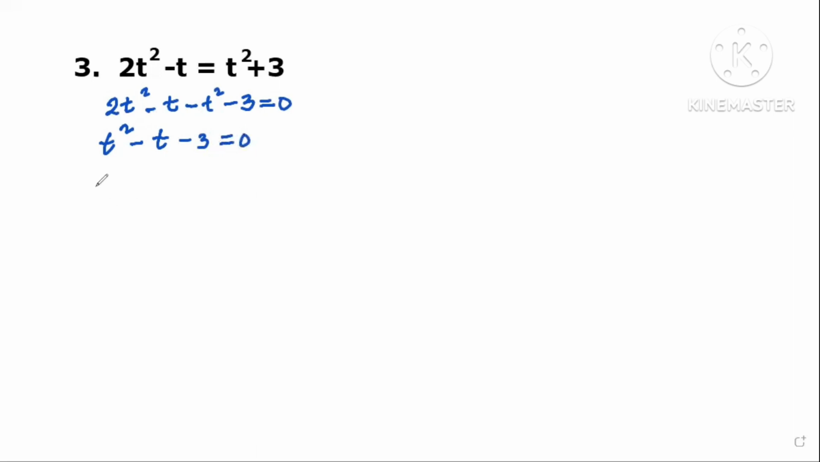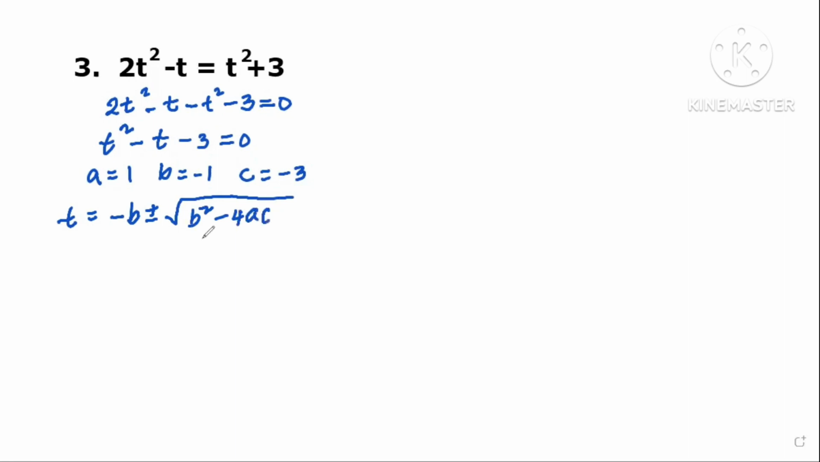Okay. Now, let's take the values of a, b, and c. So, our a is equal to 1, b is negative 1, and c equals negative 3. So, applying the quadratic formula, we have t is equal to negative b plus minus the square root of b squared minus 4ac over 2a.